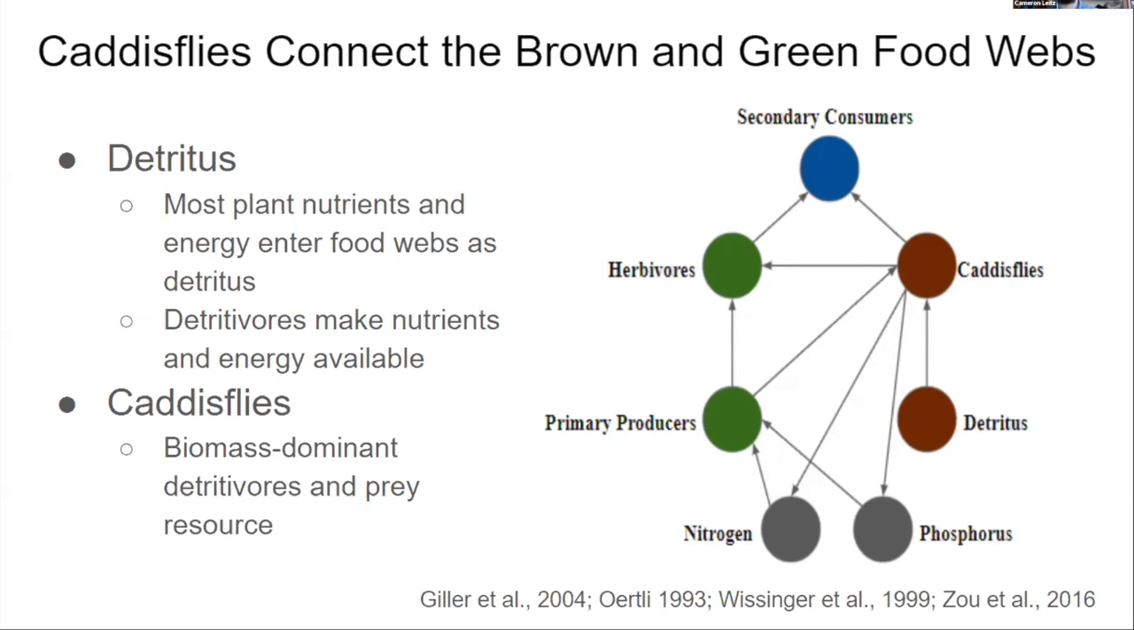In this way, they are really good at connecting the brown food web, which is the food web based on detritus, and the green food web, which is the food web based on primary production. Caddisflies also connect to the green food web because they are the biomass dominant prey resource for predators such as salamanders and fish.